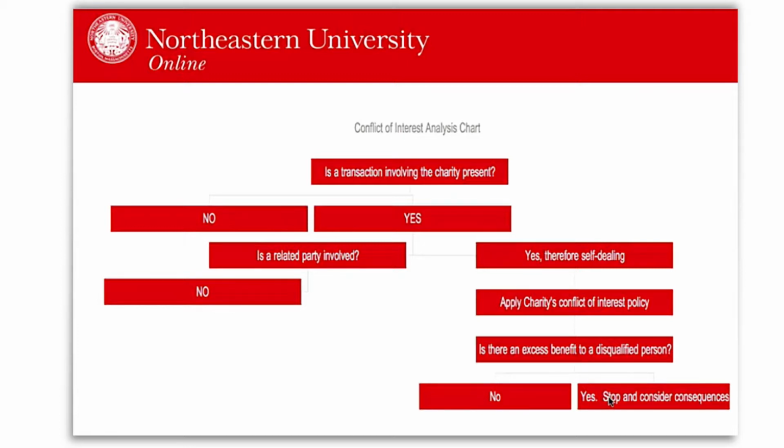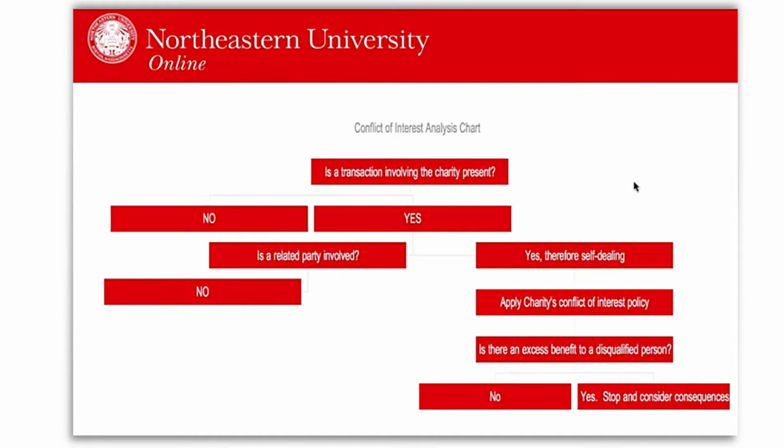If there is an excess benefit, then we have to stop and consider the consequences. Will the excess benefit, if you're caught, simply be a tax on the excess, or will it be considered private inurement? Let me just use a real life situation of a conflict of interest. I worked for Community Servings. It is a nonprofit organization that provides meals to people who are homebound because they're ill. Great mission, great organization too.